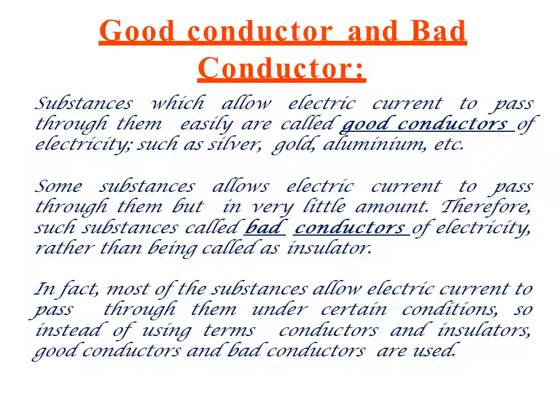In fact, most of these substances allow electric current to pass through them under certain conditions. Some can be higher, like metals, iron, gold, silver, and some can be very low. So instead of using the terms conductors and insulators, good conductors and bad conductors are used, for better understanding.